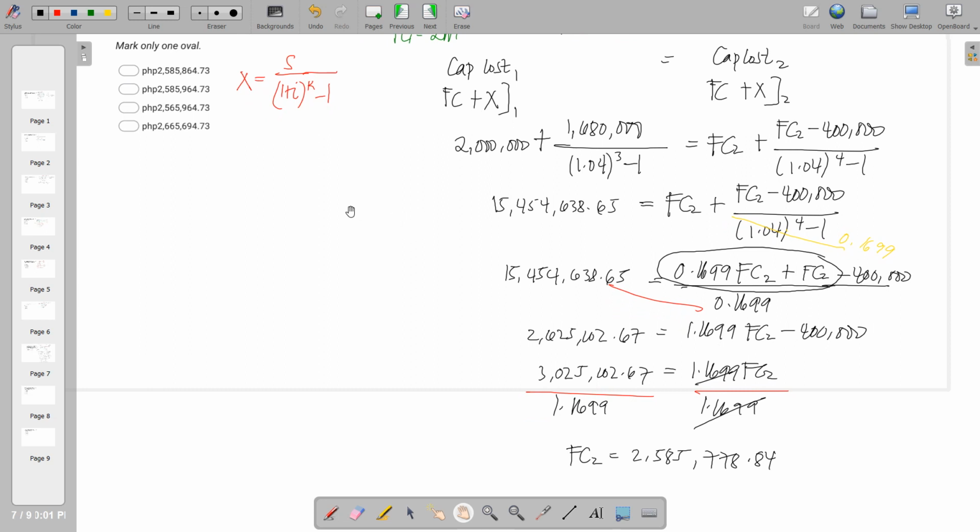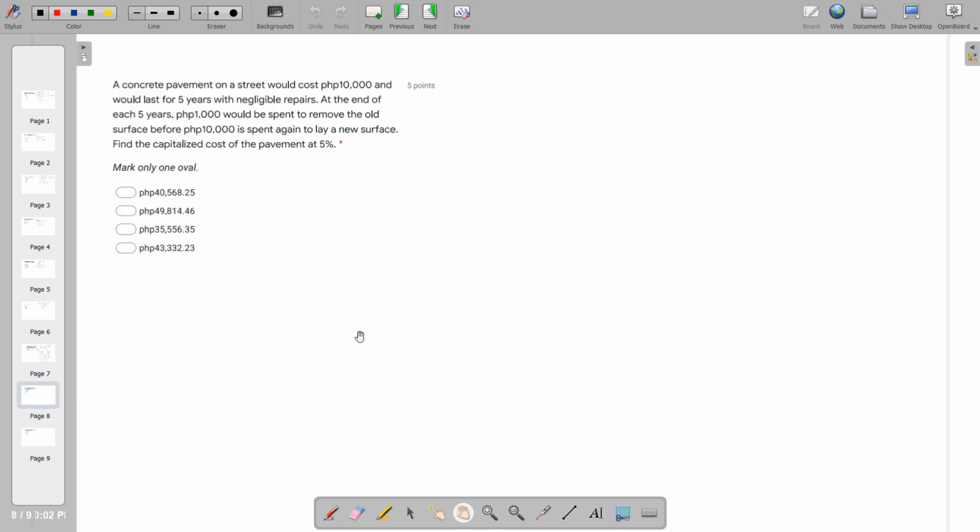And so the answer is the nearest. So anyway, in terms of selection, we can consider both of these. Okay? So a slight difference on the selection of the answer. So this is the answer, 2,585,778.84.